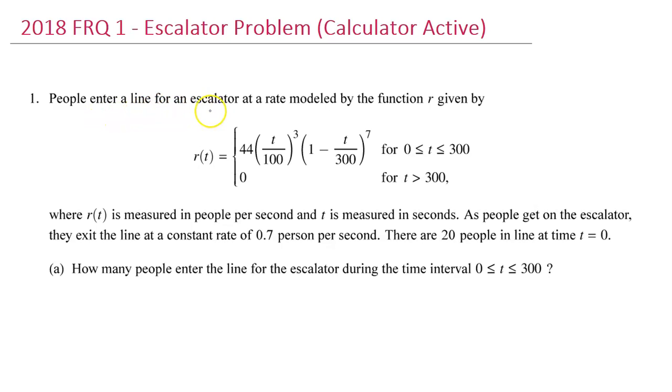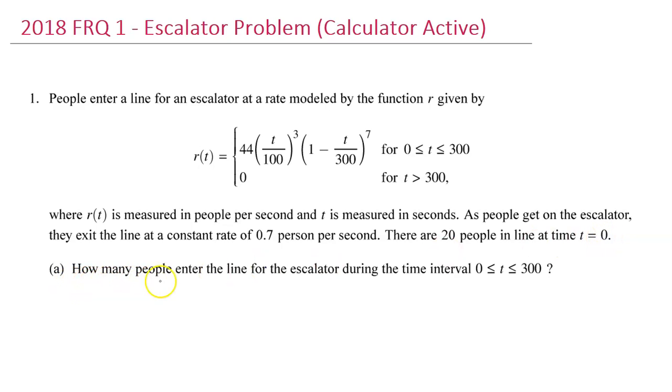People enter a line for an escalator at a rate modeled by the function r, where r of t is measured in people per second and t is measured in seconds. As people get on the escalator, they exit the line at a constant rate of 0.7 person per second. There are 20 people in line at time t equals 0.